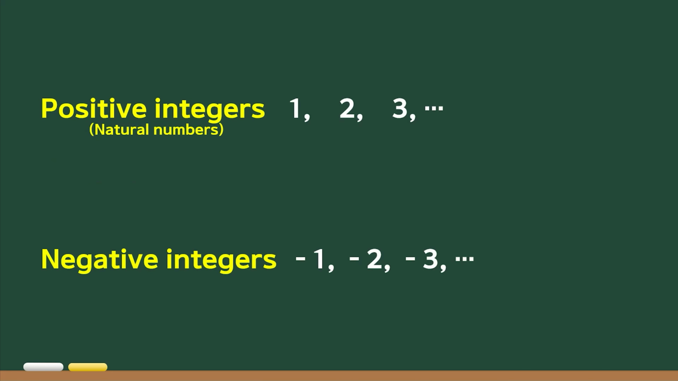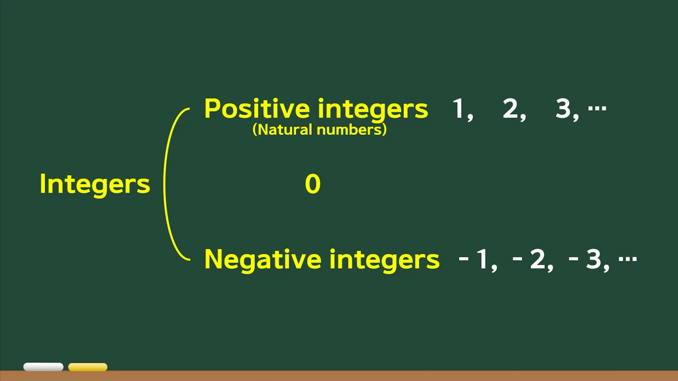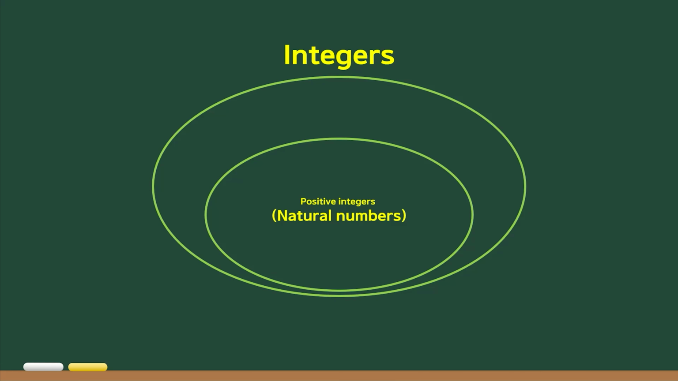If we attach a negative sign to the natural numbers, we get negative integers, negative 1, negative 2, negative 3, and so on. Now, combine positive integers, 0, and negative integers. This whole family is called integers. And here is an important detail. 0 is an integer, but it is neither positive nor negative. So we already have our first family relationship. Natural numbers are inside the integers. Integers are a larger family that includes positive numbers, 0, and negative numbers.